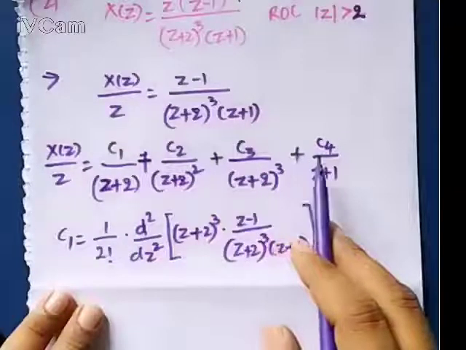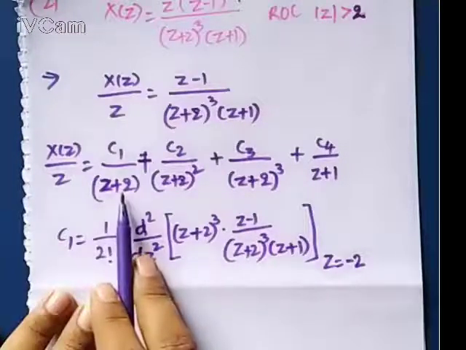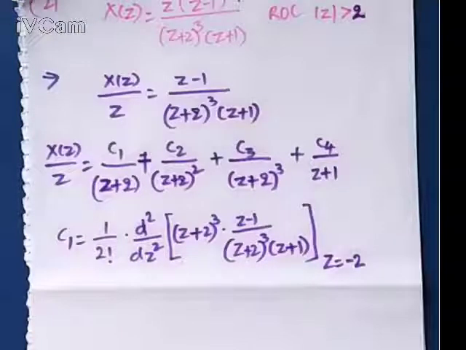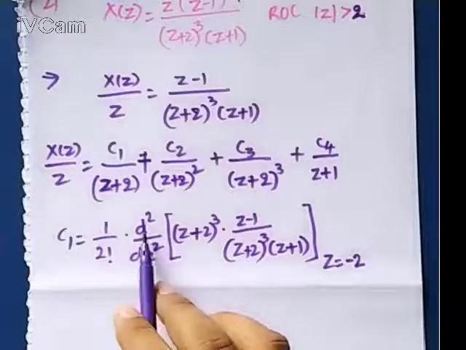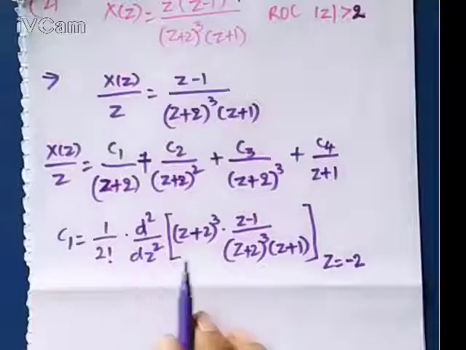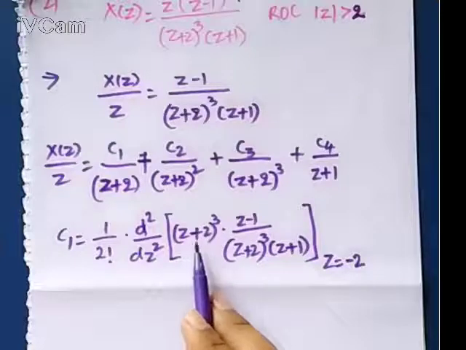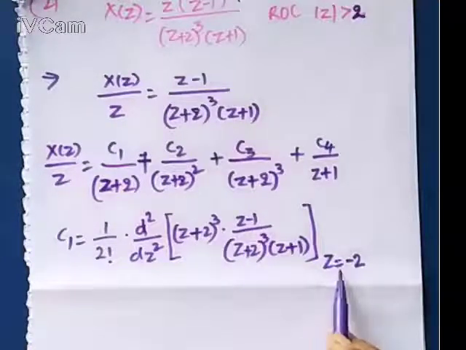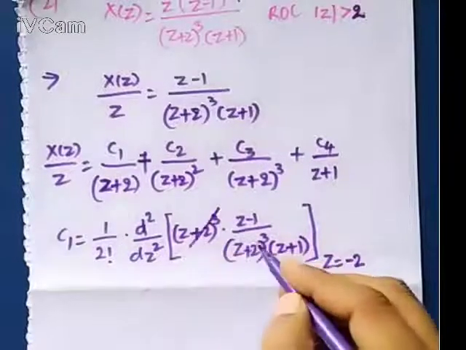If it is 4, one more coefficient will come. If it is 5, one more coefficient will come. So you have to differentiate that many times, differentiate this 2 times. Like you know, the differentiation of d is a constant, d square gives d, d cube gives d square, like that. So you have to differentiate 2 times. So 1 by 2 factorial into d square upon dz square of (z minus whatever the p term is), that is (z plus 2) cube into X of z by z at z equal to the particular pole, that pole is minus 2 here. So these two terms will get cancelled here.